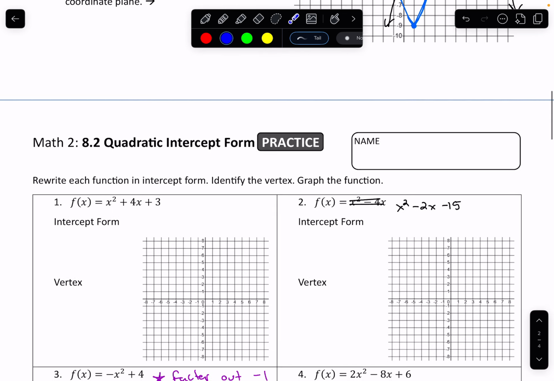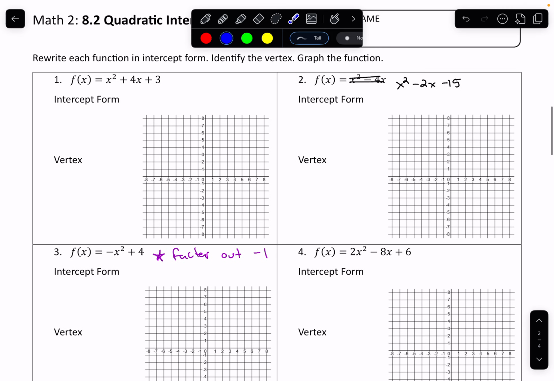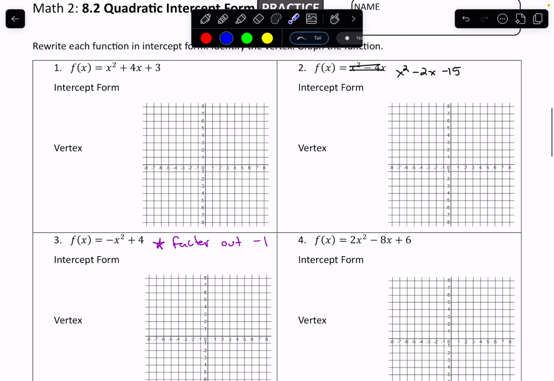Okay, on the homework, 2 things I want you to change. Number 2, I want you to change the question to be x squared minus 2x minus 15. And number 3, I want to give you a hint. You need to factor out a -1. So you want f of x. Your first step is going to be to factor out a -1.